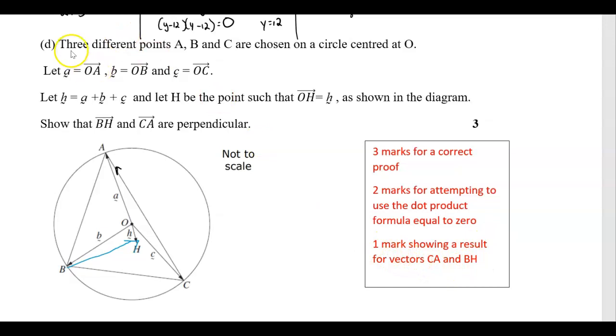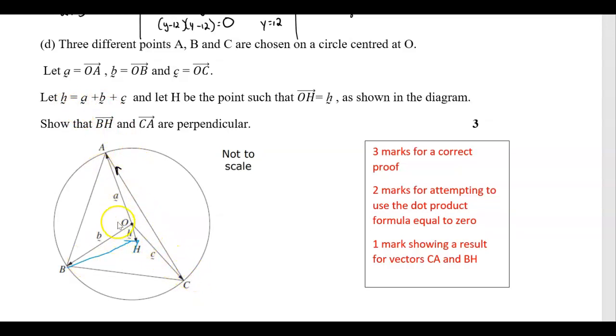So let's read the question. The 3 points A, B, and C are chosen on a circle centered O. Vector A is OA. Okay, so if you need to put your arrows in there, do that. So going to be up, and there is an arrow in there. Vector B is OB, in that direction, and vector C is OC. We're going to let H be the sum of A and B and C.